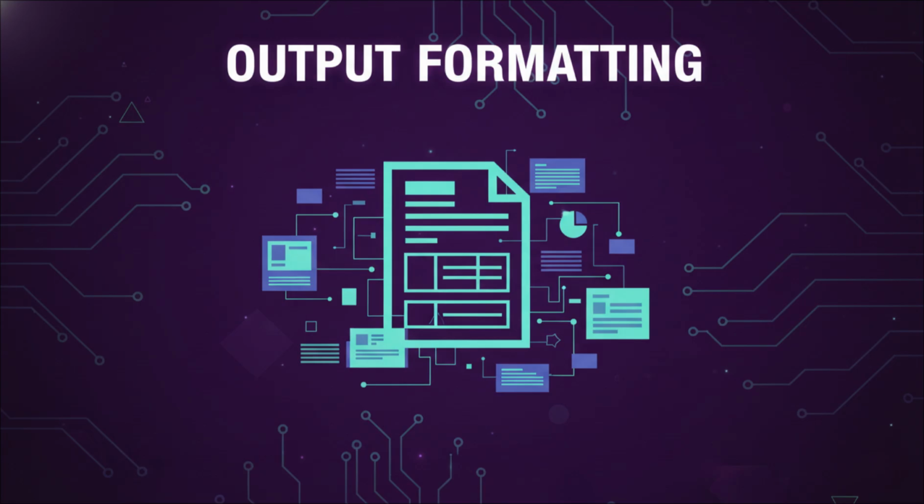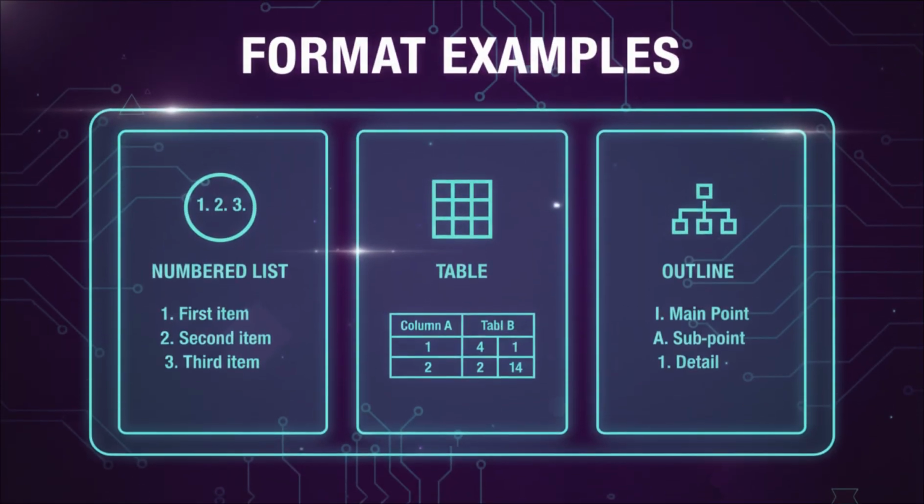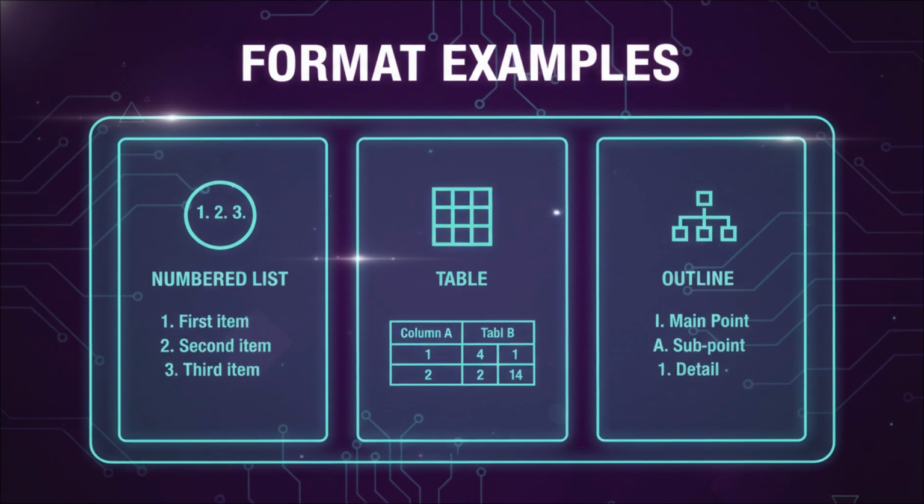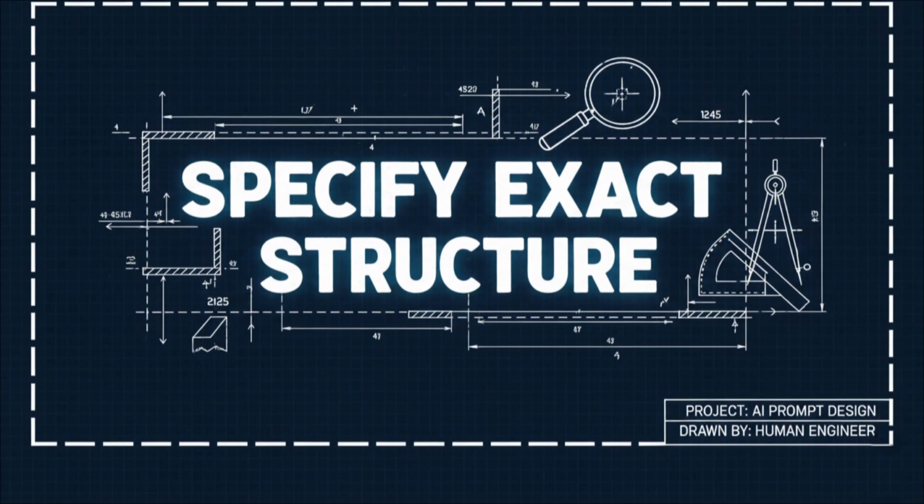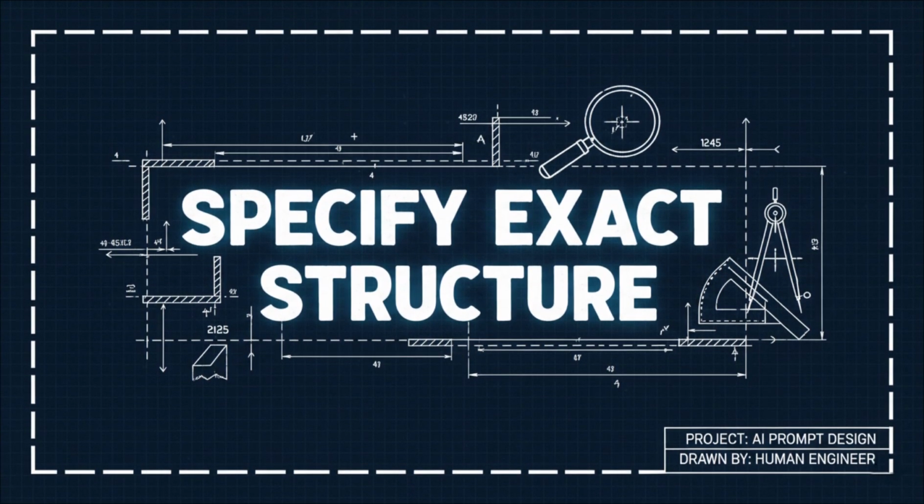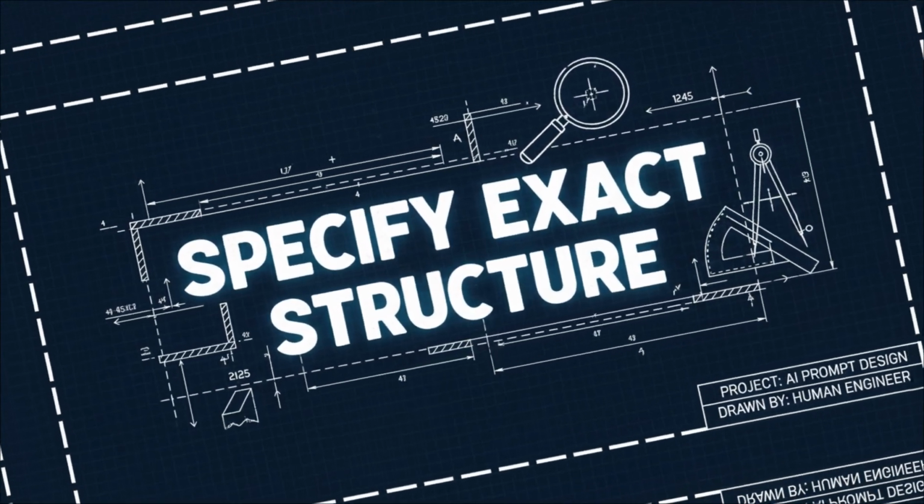Technique 3, output formatting. AI can give you information in any format you want, but you have to tell it exactly what you need. Most people accept whatever AI provides. Professionals specify the exact structure they want. This saves hours of reformatting work. Here are formatting instructions that work.